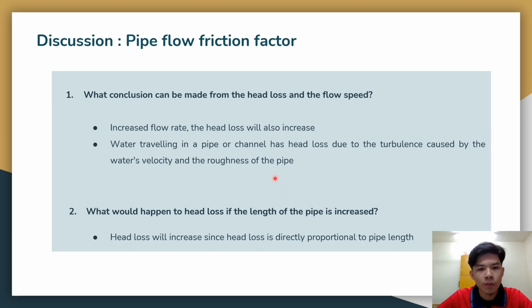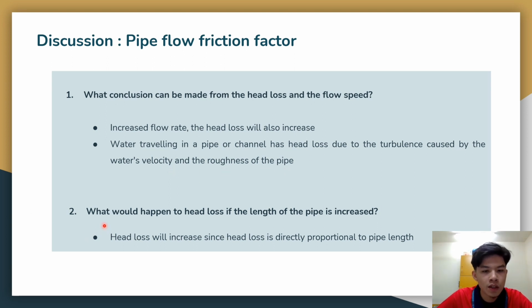Next, we go for the discussions. The first one is the pipe flow friction factor. The first question is what conclusion can be made from the head loss and the flow speed. As we increase the flow rate, the head loss will also increase. And the water traveling in the pipe or channel has head loss due to the turbulence caused by the water's velocity and the roughness of the pipe.